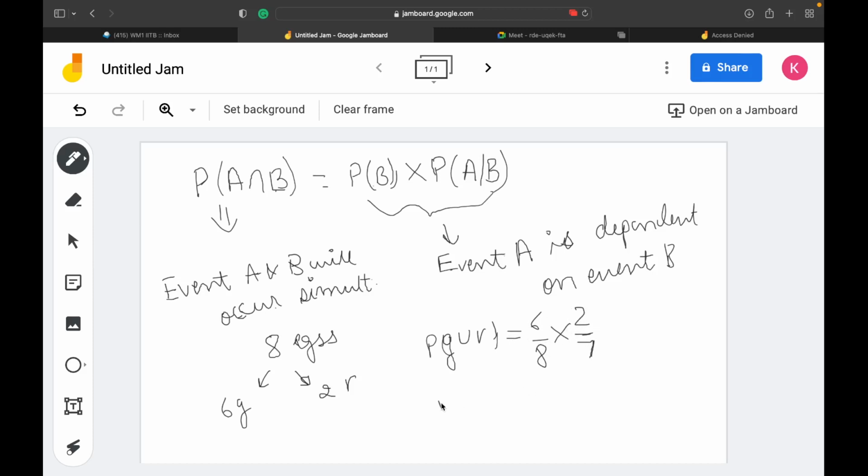But if we want the probability that in both the events we will get the rotten eggs, then the probability for the first will be 2 by 8, okay, because there are two total rotten eggs and 8 total eggs. Then if we remove one rotten egg, there will be only one rotten egg remaining, and there is total 7 eggs remaining. So this is the probability that in both the events we will get the rotten eggs.